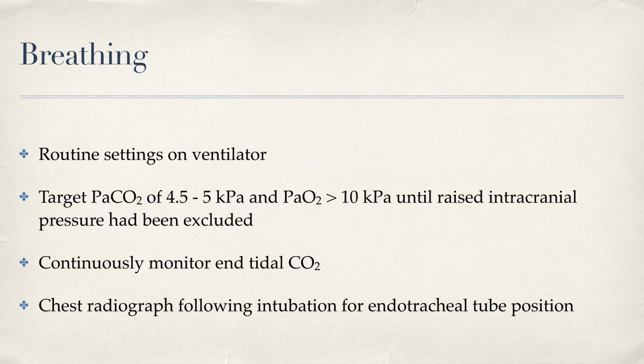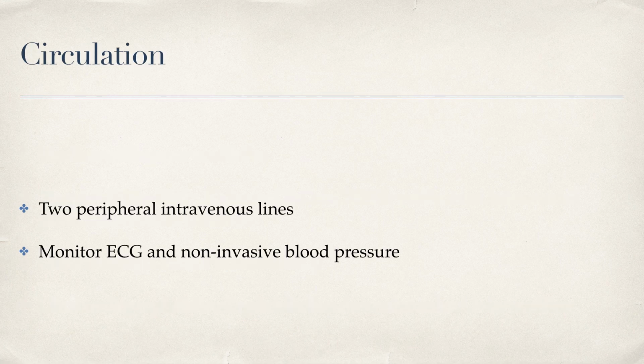So until raised intracranial pressure has been excluded, it's probably sensible to target a PaCO2 of 4.5 to 5 kilopascals and target a PaO2 of greater than 10 kilopascals. Once that's been excluded, you can relax that. And like any child you intubate and ventilate, a chest X-ray should be performed to confirm the endotracheal tube position.